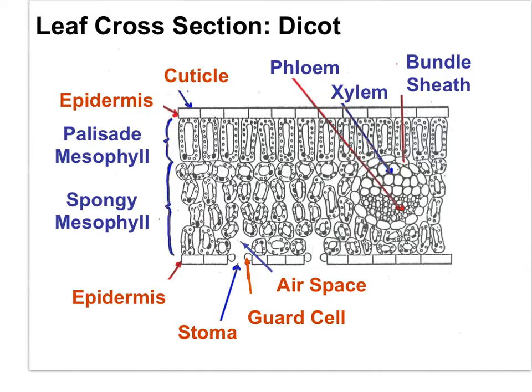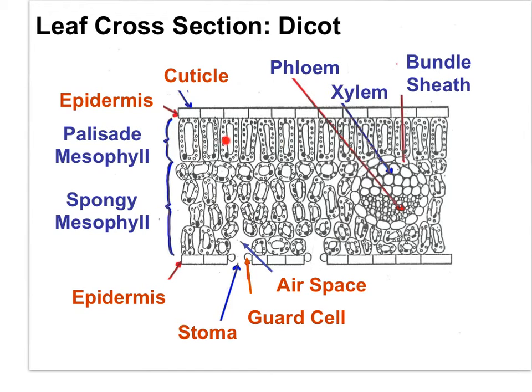Since all the parts are labeled, I will run through function with an emphasis on how the structural form serves the function. The cuticle is a waxy layer on the surface of the epidermal cells. The epidermal layer, here and here, along with the cuticle, protects the leaf but also reduces water loss.